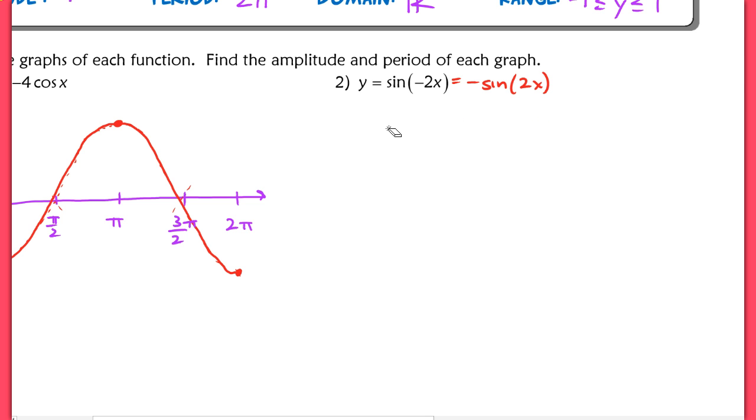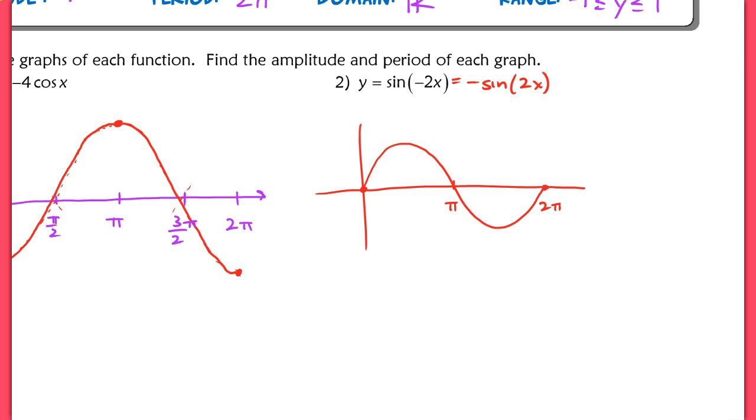Okay, now, in this case, we know that in a typical sine graph, we have it going through 0, 0. Here's 2 pi. Here's pi. It would look like this. Okay, that's a typical sine graph. Now, in this case, though, I'm reflecting it, so I will use this shape instead. Okay, so I'm going to erase the red.